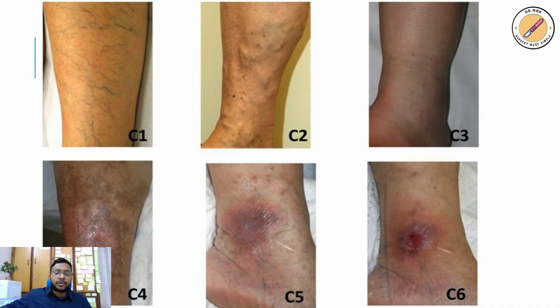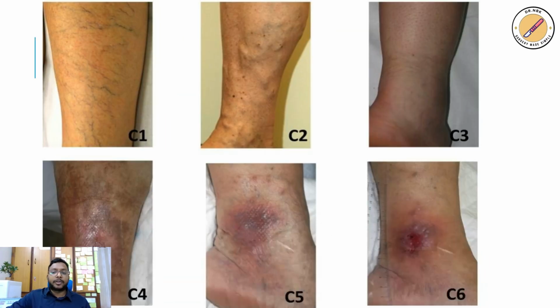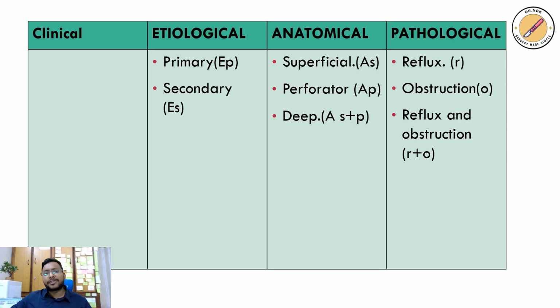All right. Now, one important point we need to remember regarding lipodermatosclerosis is, as you can see from the picture here, it looks like an inverted champagne bottle appearance. So, where do you see inverted champagne bottle appearance? It is in lipodermatosclerosis. Inverted champagne bottle appearance is present in lipodermatosclerosis. So, till now we have seen clinical classification.